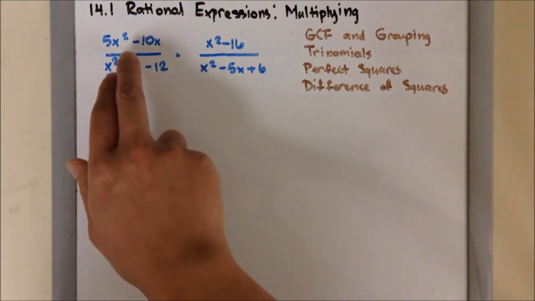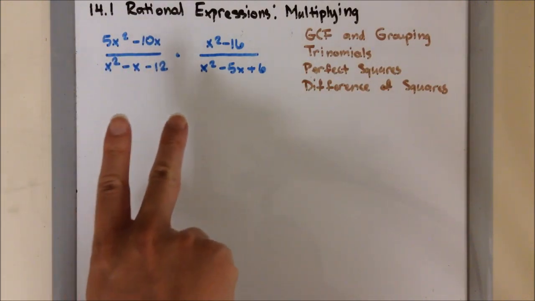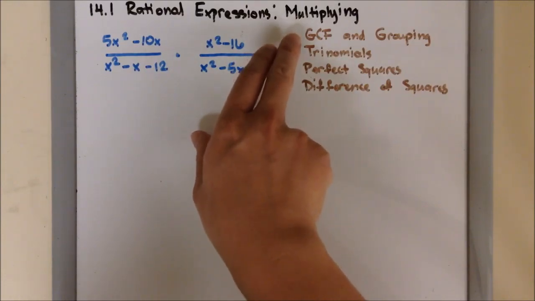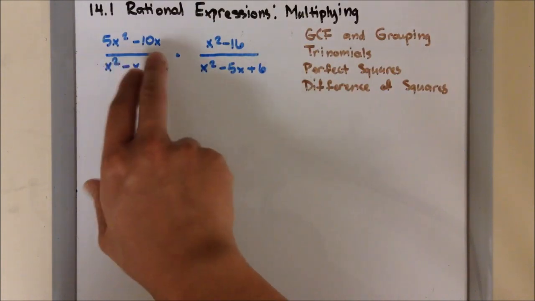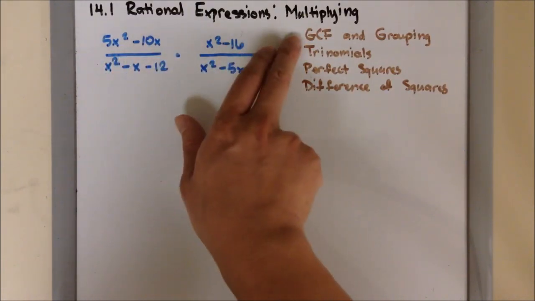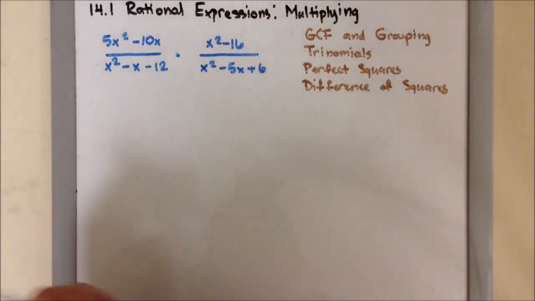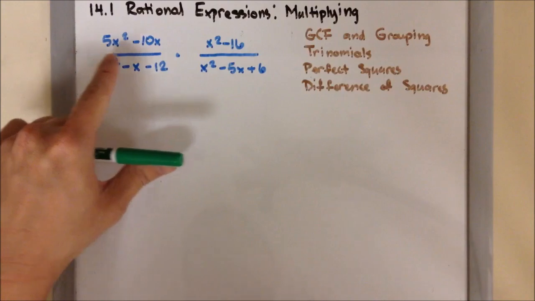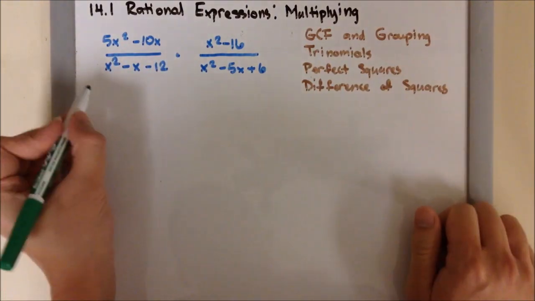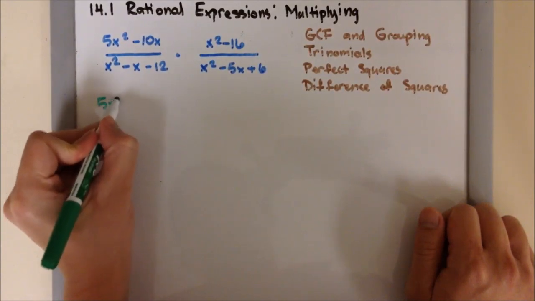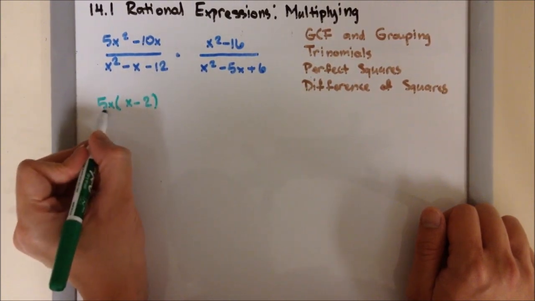So let's take a look at the numerator of the first fraction, 5x squared minus 10x. It's 2 terms, so it's either GCF and grouping or difference of squares. None of them is a perfect square, so the only thing we can do is GCF and grouping. So I'm going to factor this out quickly. What's in common between 5x squared and 10x is the 5 and the x. So I'm going to factor out the 5x, and inside the parentheses will be x minus 2. So my GCF is 5x.